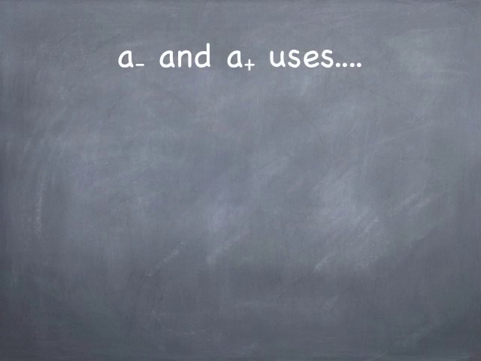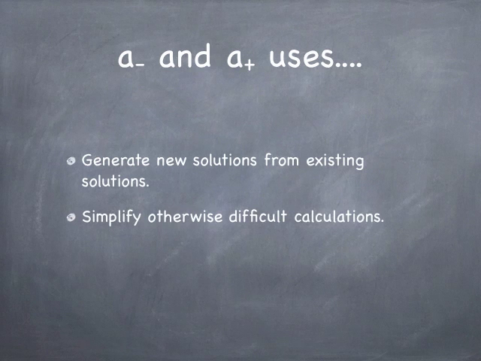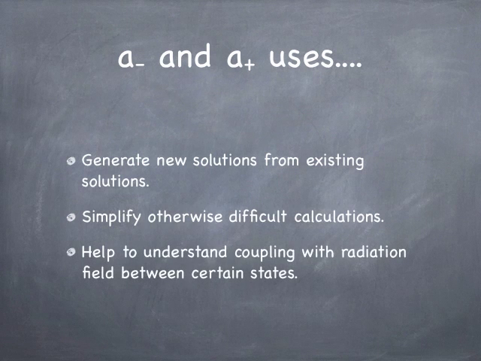Okay, very good. So what I want to do is to bring out some of the uses for A minus and A plus. Of course, there's the obvious use. We can generate new solutions if we have existing solutions. But I also want to point out that it can simplify otherwise very difficult calculations, and it can help us to understand the coupling with radiation. So we haven't really talked about how radiation works, how you treat radiation in quantum mechanics. But I want to touch on that today. We won't treat it fully until next semester when we get to perturbation theory. But we can touch on it today and give you a sense of how these things actually help us.